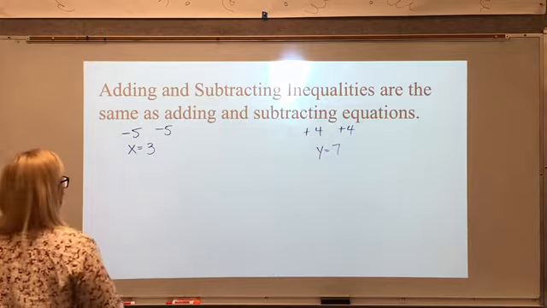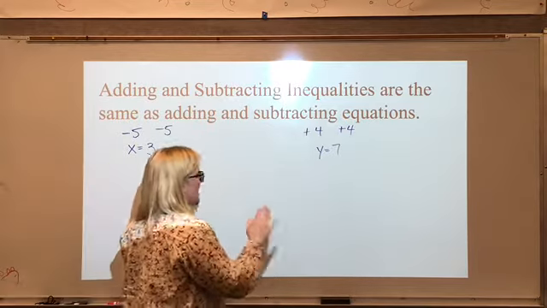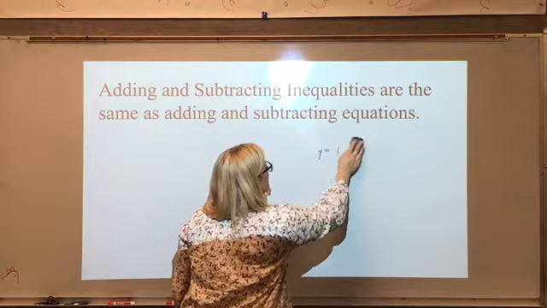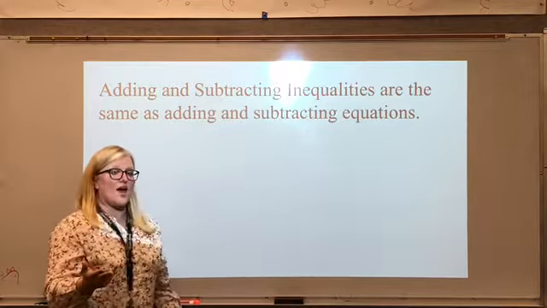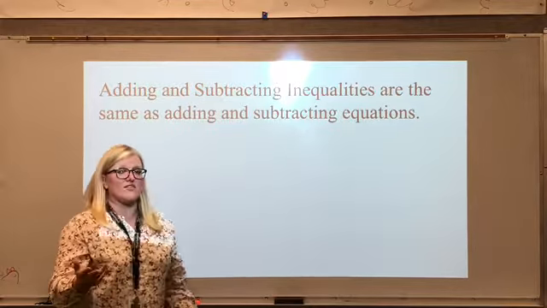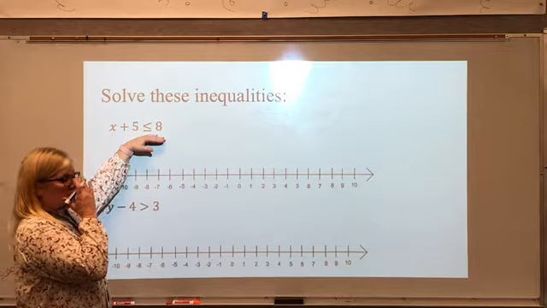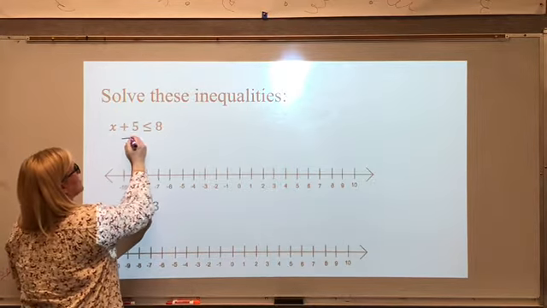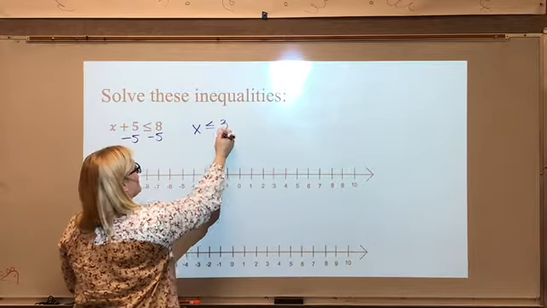Adding and subtracting inequalities are the same as adding and subtracting equations, okay? Except you don't have an equal sign, right? You have a greater than or a less than sign in there. So let's look at those same, well, these were equations, but we're using the same expressions on both sides. Okay, so x plus 5 is less than or equal to 8. So I subtract 5 from both sides, and I get x is less than or equal to 3.